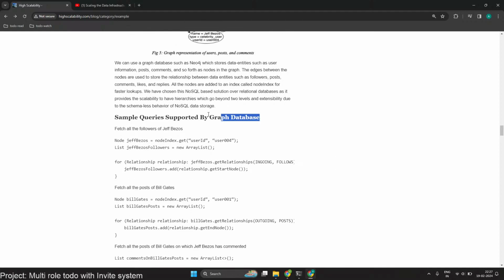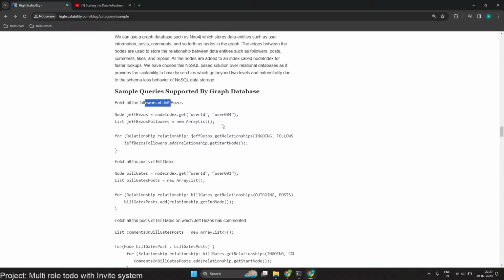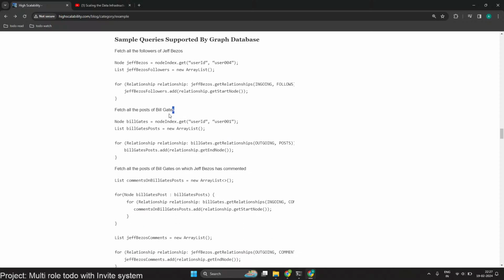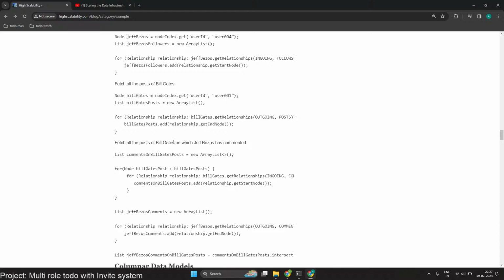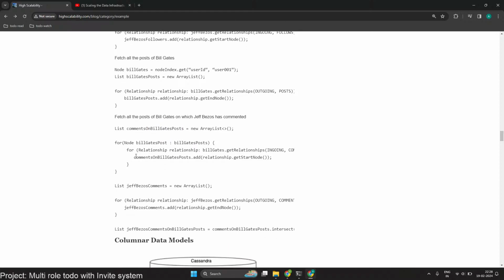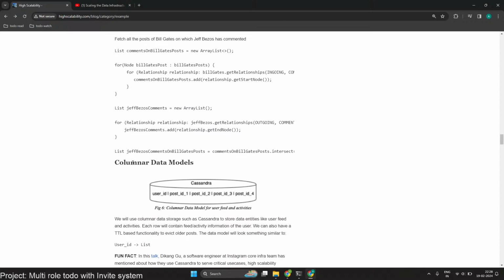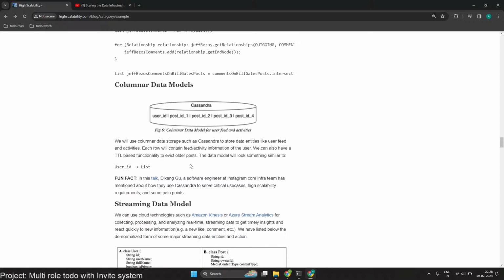Simple queries supported by the graph: fetch all followers of Bezos, using node index user ID for Bezos, followers to array list, relation Bezos for creation, including followers. Start node, fetch all the posts from Bill Gates. We fetch all the posts from Bill Gates on which Bezos has commented. For node Bill Gates, post relationship, users commented.